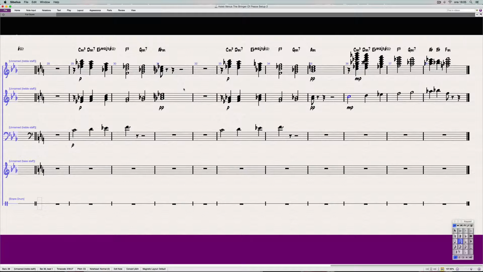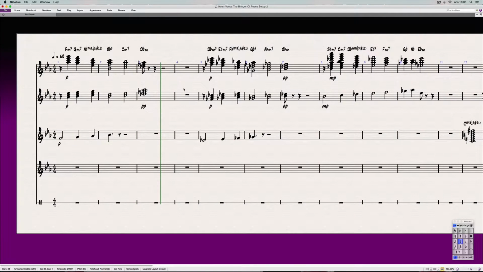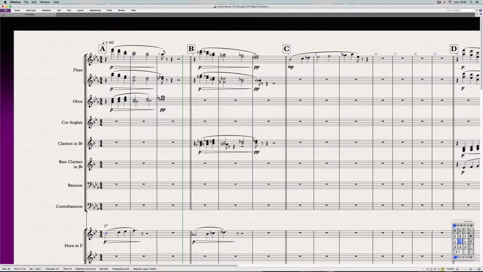So with that said, let's go back to the orchestration here. We'll listen to the first one again.